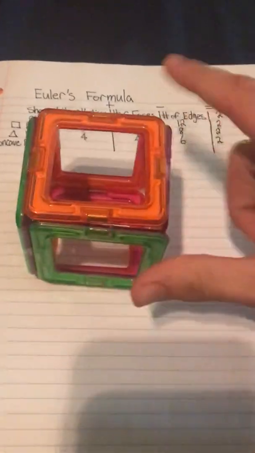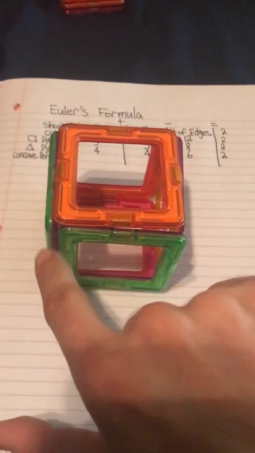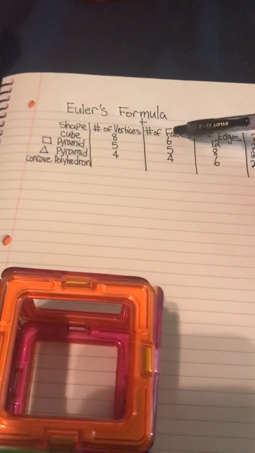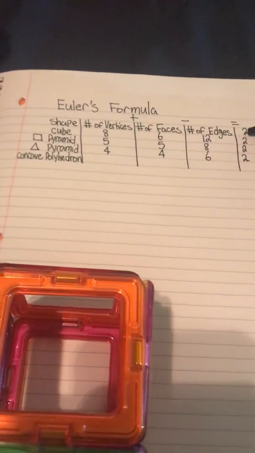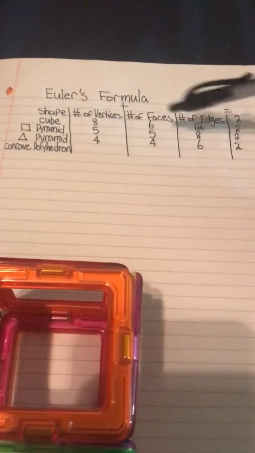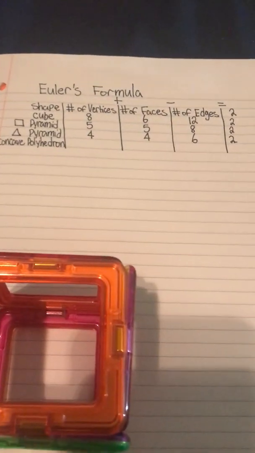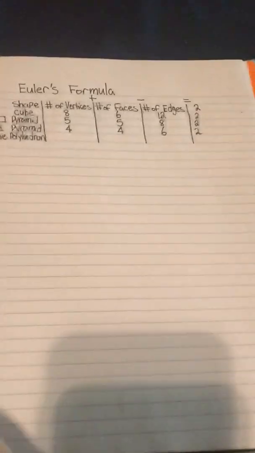And then you have the number of edges, there's 4 on top, 4 on bottom, and then you have 4 edges on the side. So that's 12 total edges. So when you take the number of vertices, 8 plus 6 faces, that's 14, minus 12 edges, you're going to get 2. So that proves how Euler's formula works. But I also have 2 other examples that show how it works with the square pyramid and the triangular pyramid. And right now I'm going to show you guys how it doesn't always work.